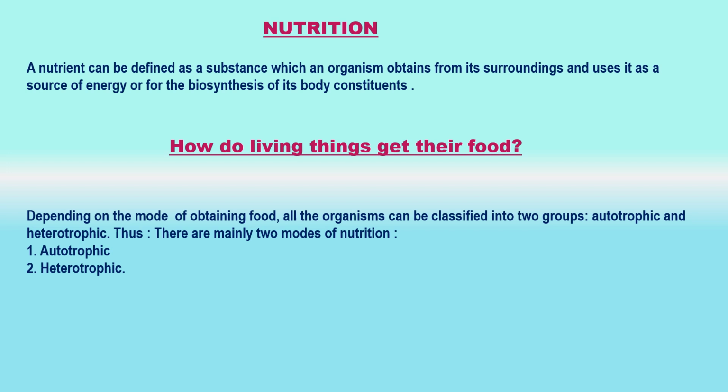How do living things get their food? All the organisms do not obtain their food in the same way. Different organisms have different methods of procuring food or obtaining food. In other words, organisms differ in their modes of nutrition. Depending on the mode or method of obtaining food, all the organisms can be classified into two groups, autotrophic and heterotrophic. Thus, there are mainly two modes of nutrition, autotrophic and heterotrophic.